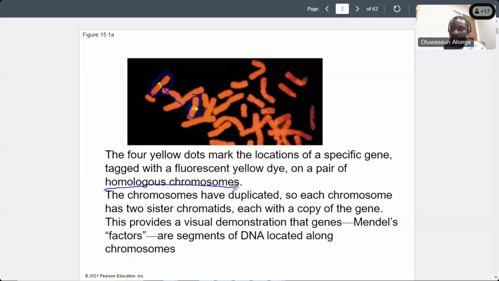Of course, you learned that in meiosis already. So the chromosome has duplicated, so each chromosome has two sister chromatids, each with a copy of genes. This provides a visual demonstration that genes, which is what Mendel called the factors of inheritance, are segments of DNA located along chromosomes. Like I told you, a segment or sequence of DNA that codes for a particular trait is what we call a gene, right?